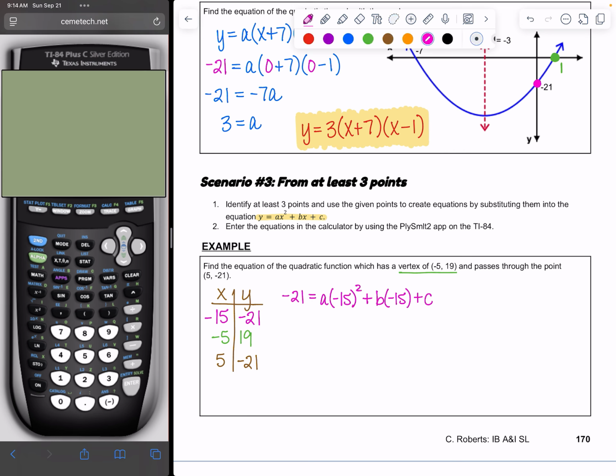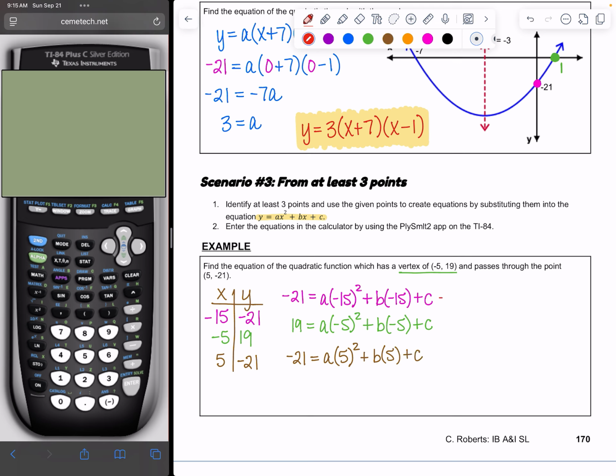All right. The next equation I'm going to write is going to be 19 is equal to A times negative 5 squared plus B times negative 5 plus C. And then the third equation is going to be negative 21 is equal to A times positive 5 squared plus B times positive 5 plus C.